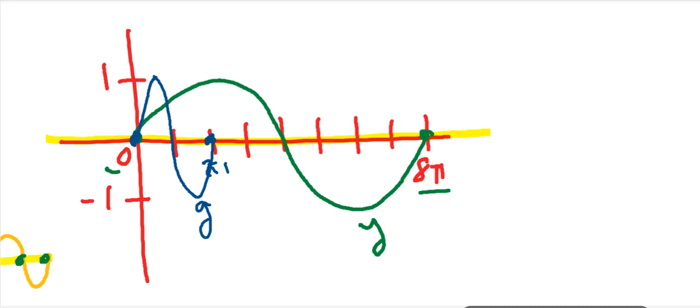So if you see, we're literally taking this point and we are stretching it out into 8 pi. So it's basically like the opposite of the previous example. In the previous example, we squeezed it in, right?